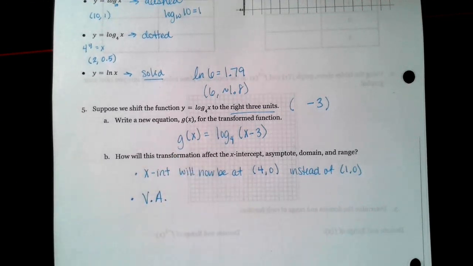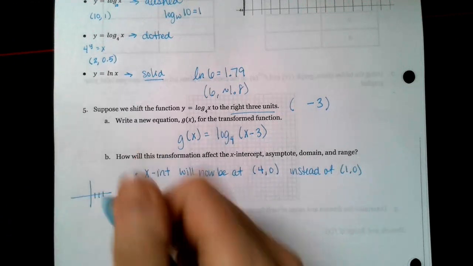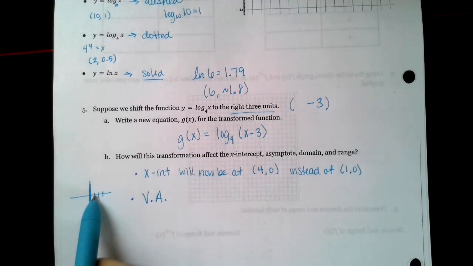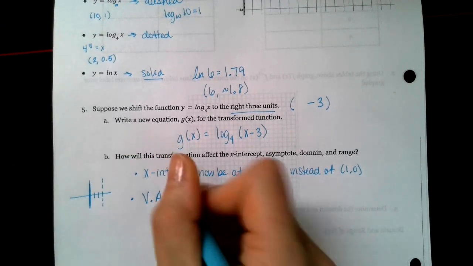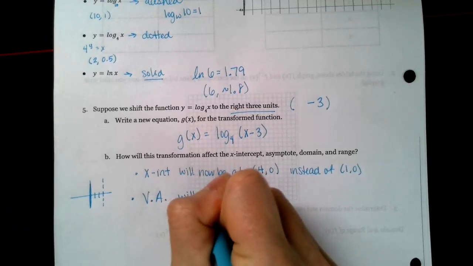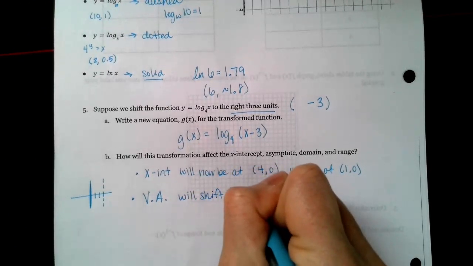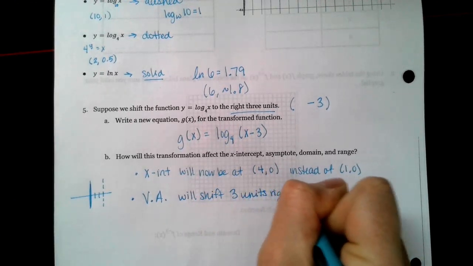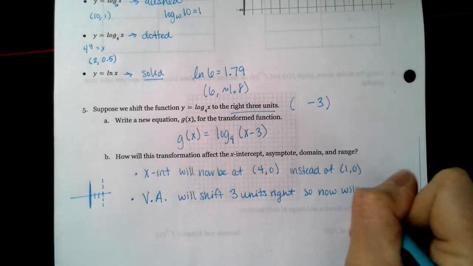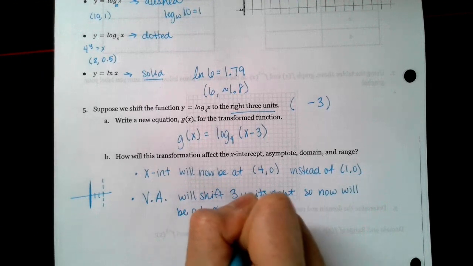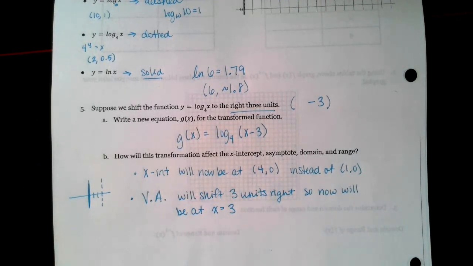My vertical asymptote originally was at x equals 0. Well, if I shift that to the right 3 units, it would be at 0. If I had a little graph here, it was here, and I go right 3, 1, 2, 3, my new vertical asymptote would be at an x value of 3. So my vertical asymptote will shift. It'll shift 3 units to the right, so now it will be at x equals 3.